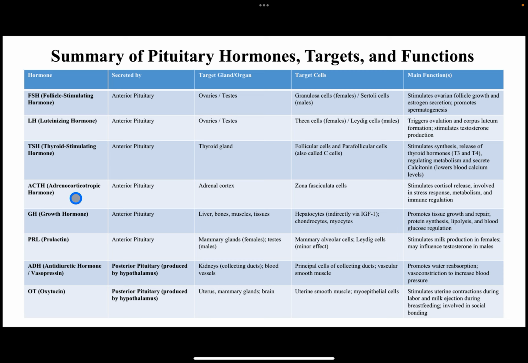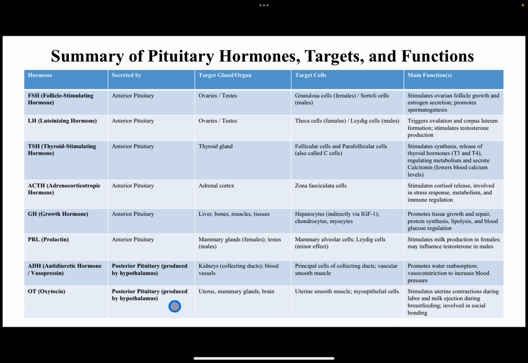Okay, the adrenocorticotropic hormone, the ACTH. They are produced, stored, and released from the anterior pituitary. The growth hormone, GH. They are produced, stored, and released from the anterior pituitary. The prolactin. Prolactin is also produced, stored, and released from the anterior pituitary.